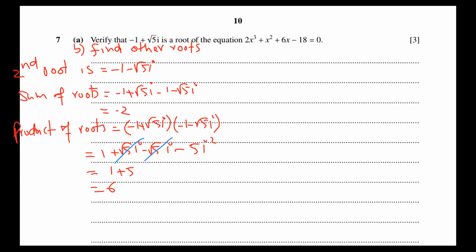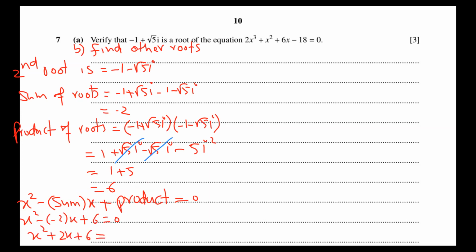And we have a special equation: x square minus the sum of the roots times x plus the product of the roots is equal to 0. If roots are given, this is how to get the quadratic equation. I plug in the sum of the roots, -2, and the product of the roots, 6. So I got the equation correct.